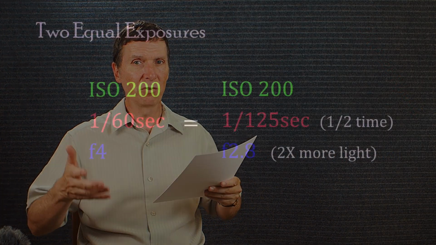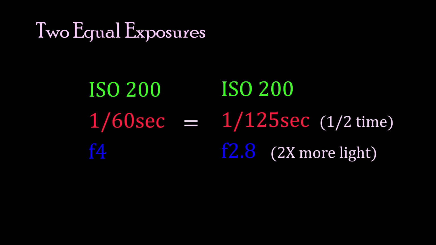So the first exposure we have is ISO 200, 1/60th at f4. Now this is equal to ISO 200, 1/125th at f2.8. So 1/125th lets in half the light, and to compensate for that, f2.8 lets in twice as much light. So this is how you get equal exposures with adjusting the numbers. So by letting in more light here and letting in less light there, this is how we create a similar exposure. And understanding these relationships, you can adjust the camera to what you need.